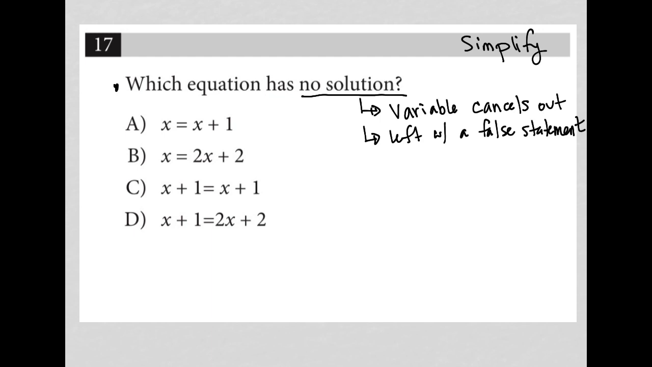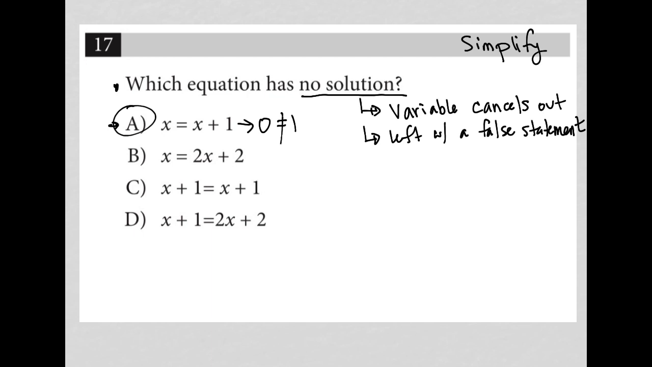So let's see here. If I were to simplify choice A, I'd subtract x from both sides. I'd end up with 0 equals 1. That is a false statement. 0 does not equal 1. Therefore, A must be the correct answer. But let's go through the rest and see exactly what else could have come up from the other options here.